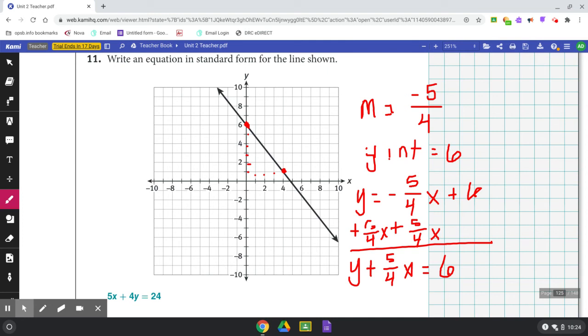Now, in order to get rid of this fraction, because I can't have a fraction in standard form, I'm going to multiply each term by 4. And that would give me 4y plus 5x equals 24. I'm multiplying both sides by 4 because that's the denominator of the fraction in my x coefficient.